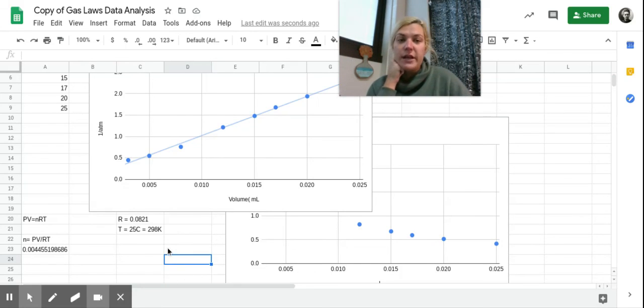So I hope this helps. For your next graphs, you're going to have to look back at the pre-lab to see what graphs you need to illustrate your data for pressure and temperature.